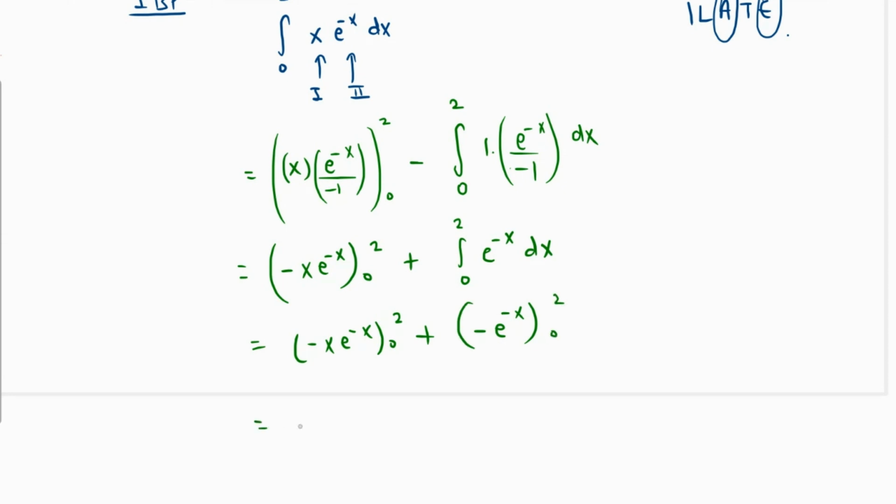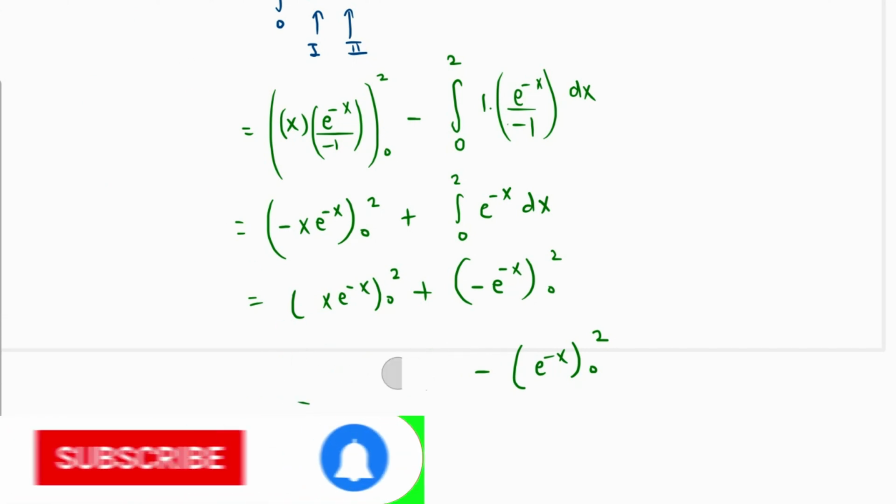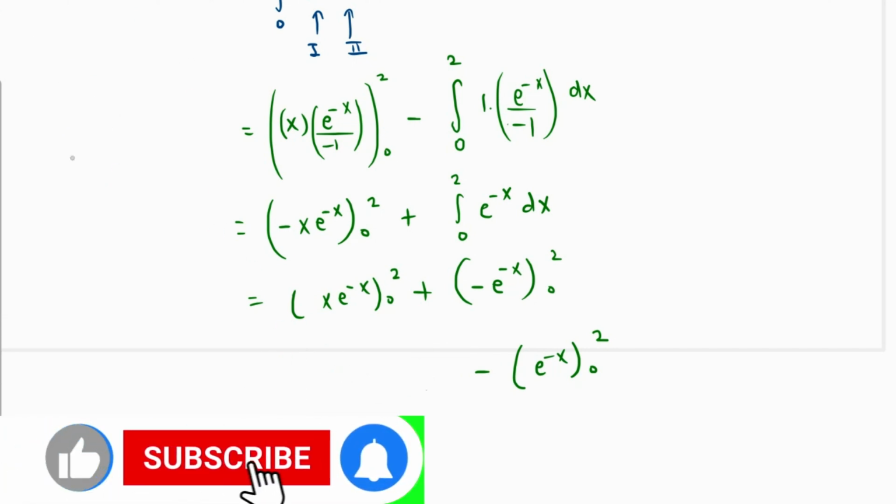So if you place the upper limit, that's negative 2 e raised to minus 2, minus, if we place the lower limit, then 0 times e raised to 0 is 0. And likewise here we have minus of, if we take the minus sign out, we are left with e raised to minus x within the limits of 0 to 2. And here as well, if there is some confusion, what we can do is take the minus sign out from here as well.